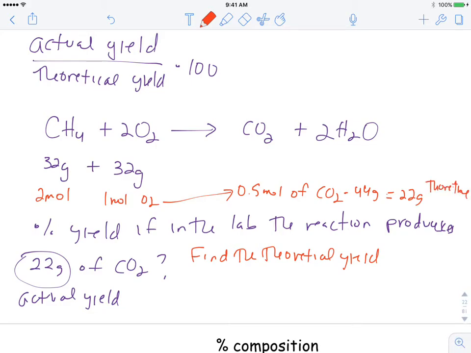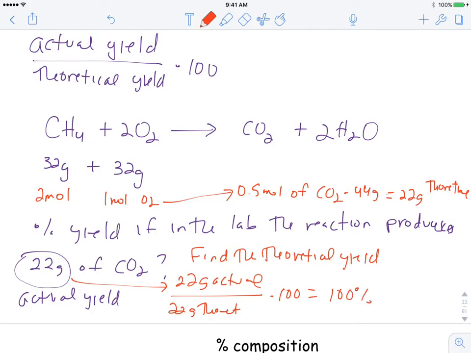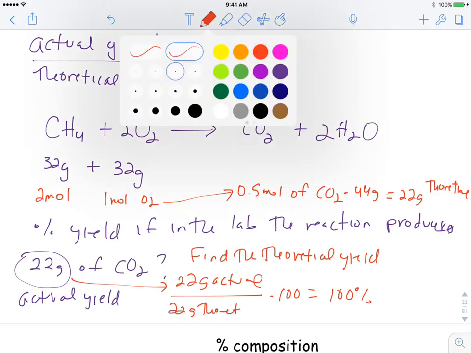Now being an amazing chemist, how I picked this number off the top of my head is crazy to me, but if I were to plug this in, I have 22 grams from my actual yield, and that I got from here, over 22 grams from theoretical. And so in this case, miraculously, I have 100% yield. If I try this again and we do this in a different color, ooh, I can move this way now. That's awesome. They added more colors. It's exciting.